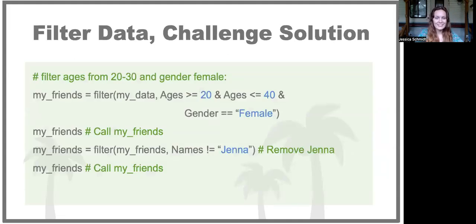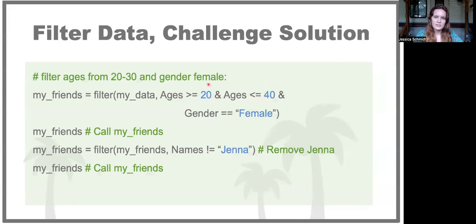Okay, and here is our challenge solution. It's kind of a lot, but don't you worry, we're going to go over it together. First thing is filtering ages from 20 to 30 and gender female. Okay, so my friends equals, because we're calling it my friends, and then we're filtering my data, which is the data set, and ages should be greater than equal to 20 and ages less than equal to 40.